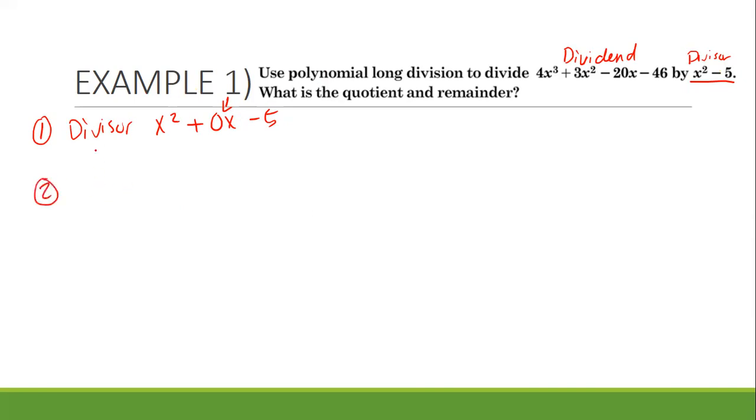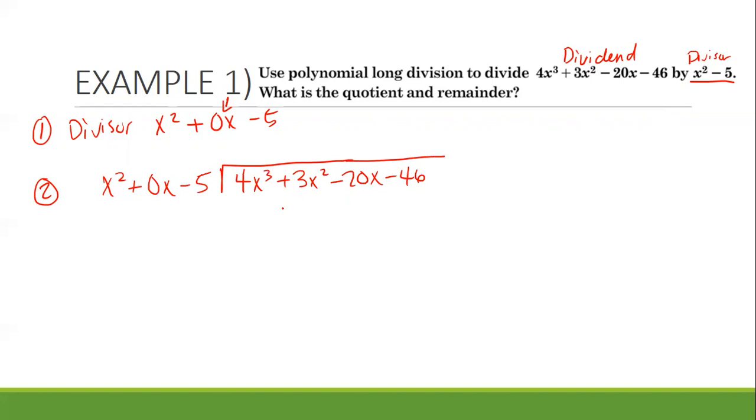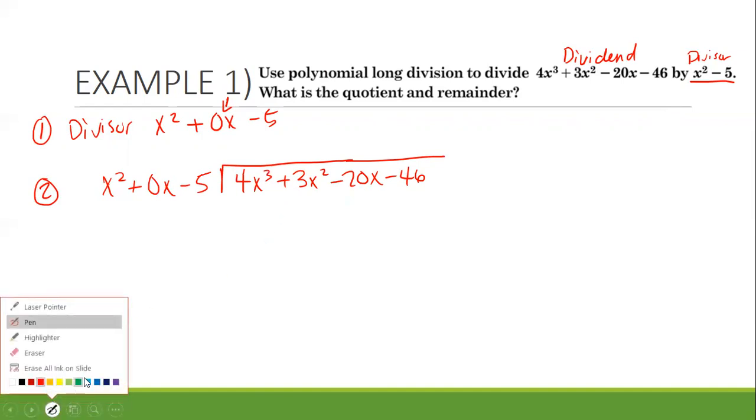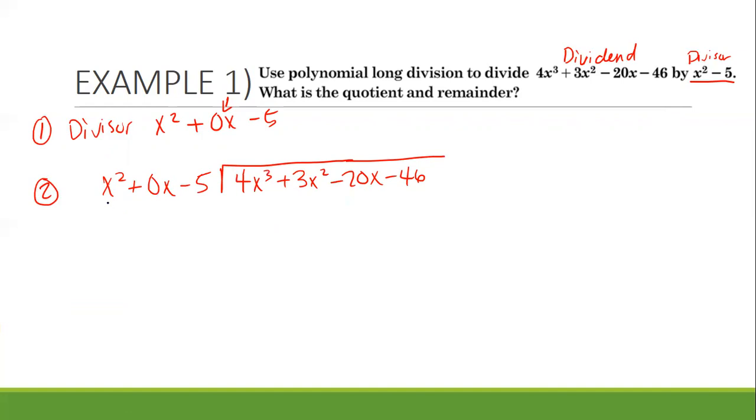And then we're going to begin the process of dividing. So we have x squared plus 0x minus 5 divided into 4x cubed plus 3x squared minus 20x minus 46. Step 2 says we're dividing the first term of our divisor into the first term of our dividend. So we're dividing x squared into 4x cubed. So we have 4x cubed divided by x squared. That equals 4x.